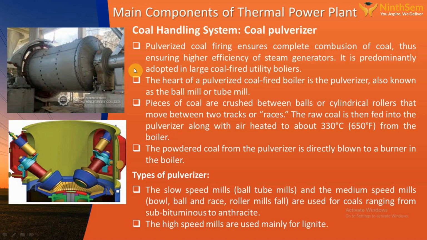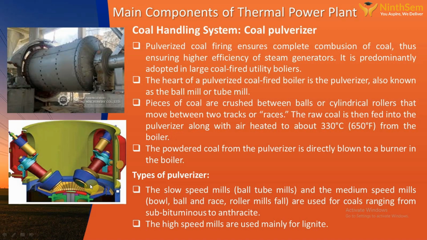The heart of a pulverized coal-fired boiler is the pulverizer, also known as the ball mill or tube mill. Why? Because we are using a ball and races mechanism inside to crush the coal into powder form. The pieces of coal are crushed between the balls and cylindrical rollers that move between the two tracks or races. The raw coal is then fed into the pulverizer along with air heated to about 330 degrees centigrade from the boiler.